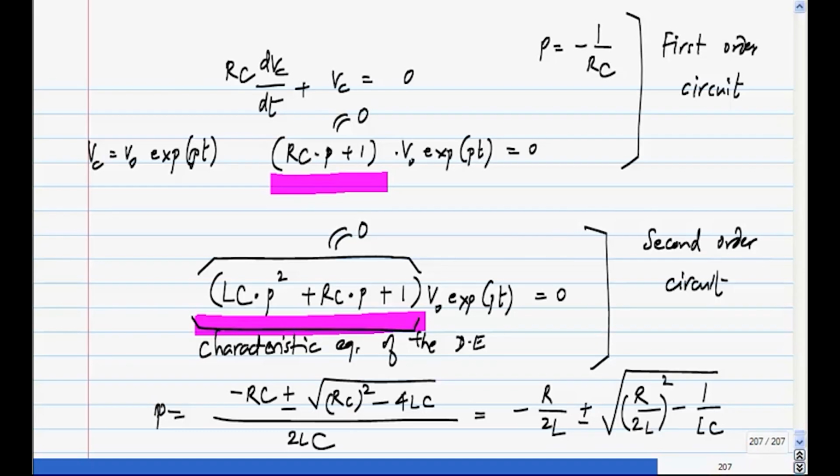So there are two values of P that satisfy this. What does that mean for the natural response? There are two modes, two natural modes for the circuit. Okay, there is P1 and P2, and both are possible, exponential P1t and exponential P2t. And the actual natural response will be some linear combination of the two. Okay, because for a linear differential equation, if there are two possible solutions, any linear combination is also a solution. So in general, let's say A1 exponential P1t plus A2 exponential P2t, those are the solutions to this homogeneous differential equation. Okay, and how do you find A1 and A2? Initial condition. Okay.